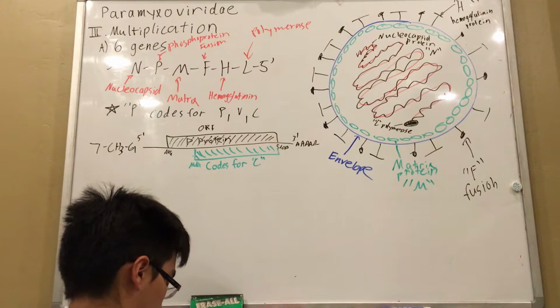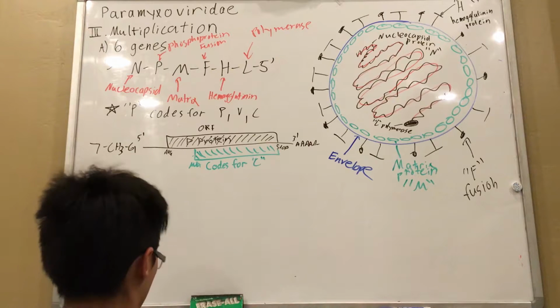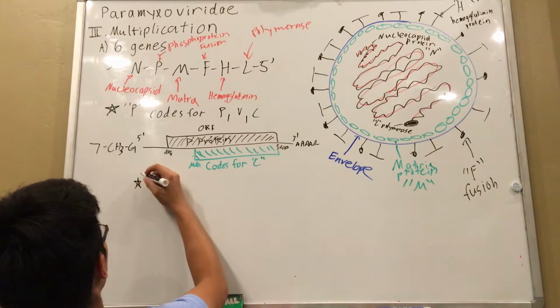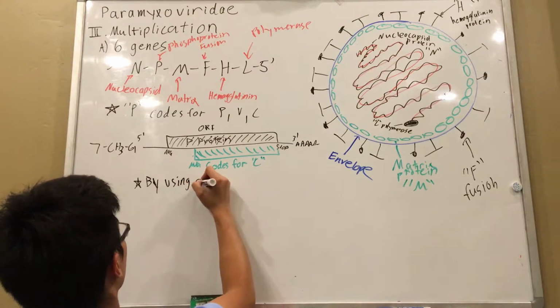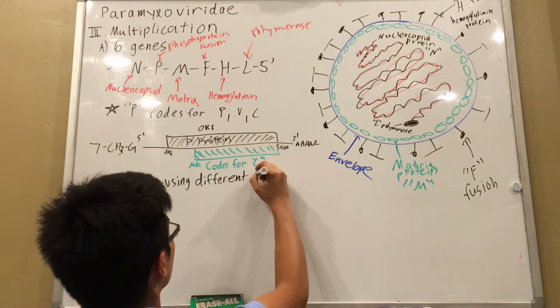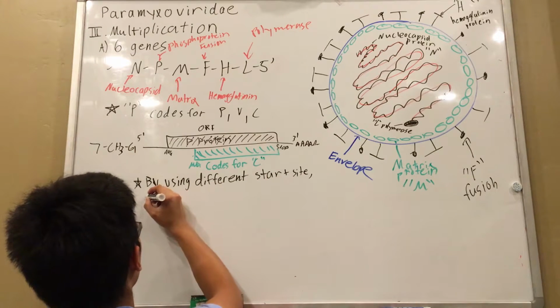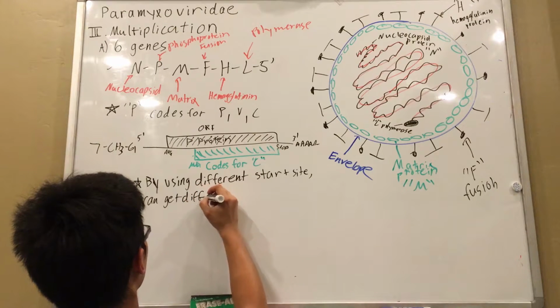I did not have a picture of V. So I'll put a star here. By using a different start site, you can get a different protein.